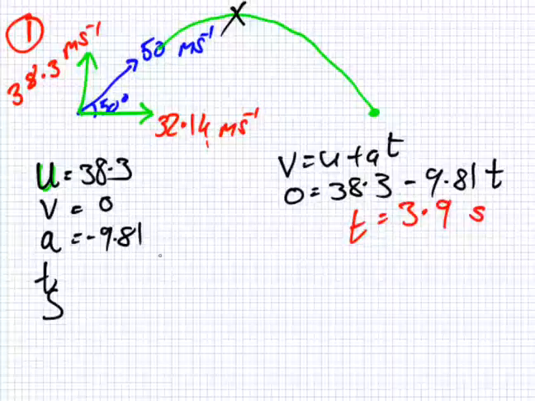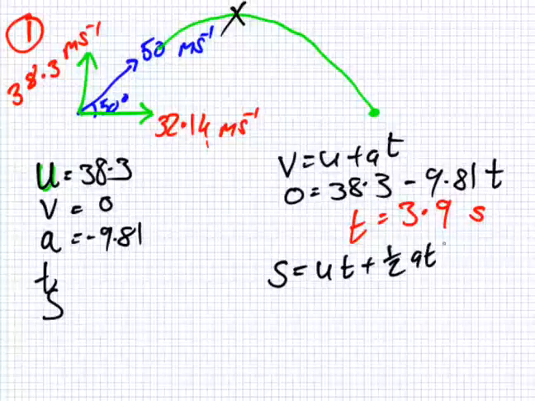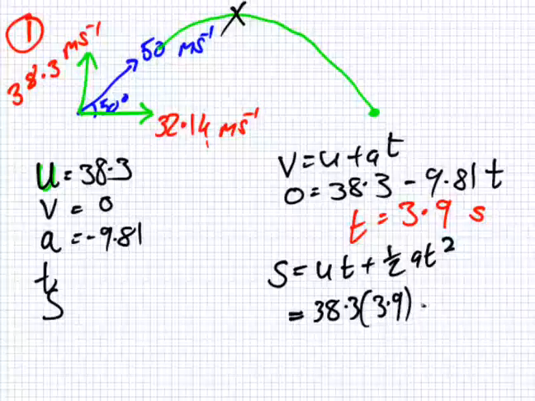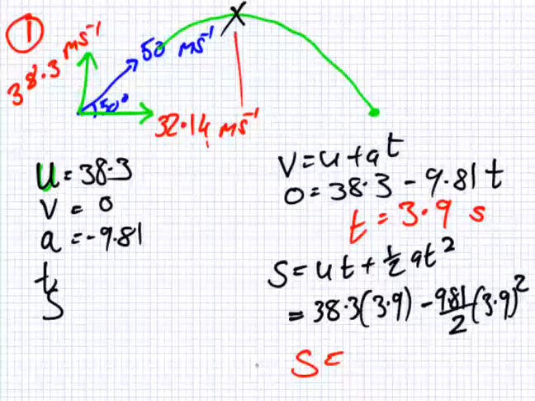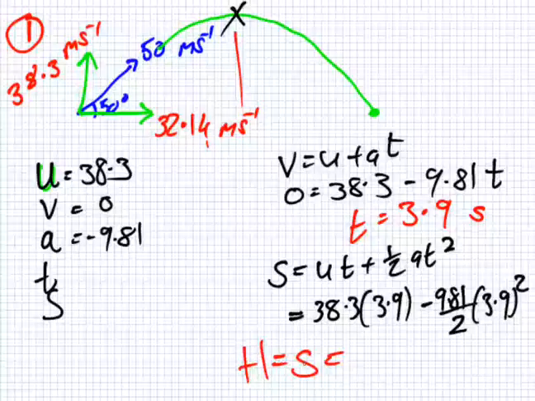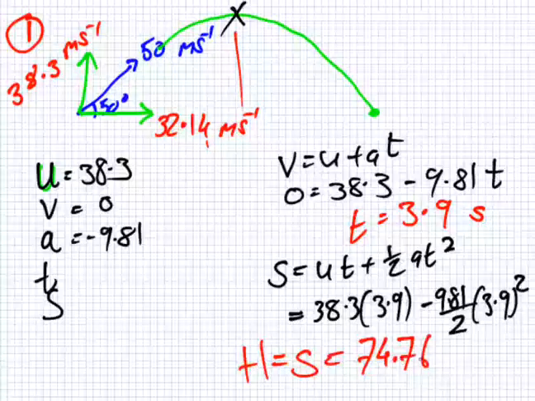3.9 seconds. And now I can get the S, which is UT plus a half AT squared, which would be 38.3 times 3.9 minus 9.81 over 2 times 3.9 squared. So S equals, this is the maximum height now, 74.76.